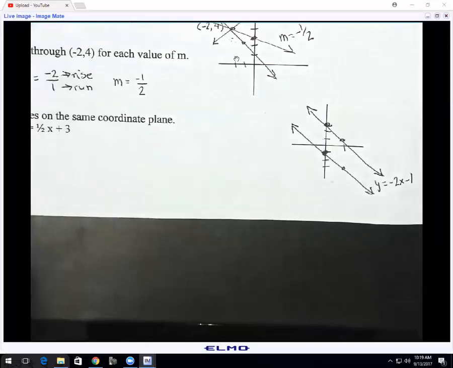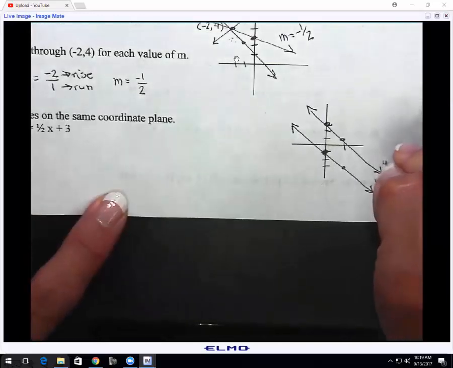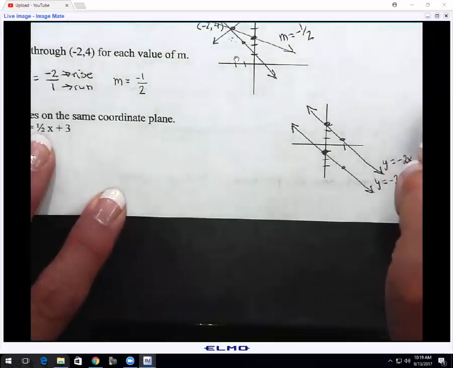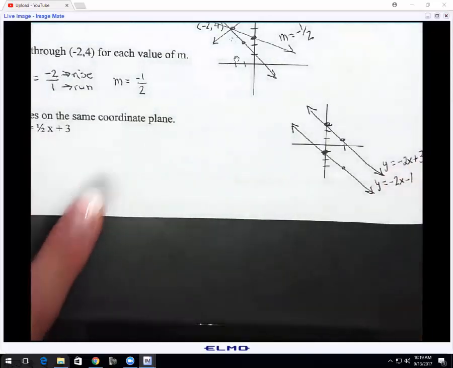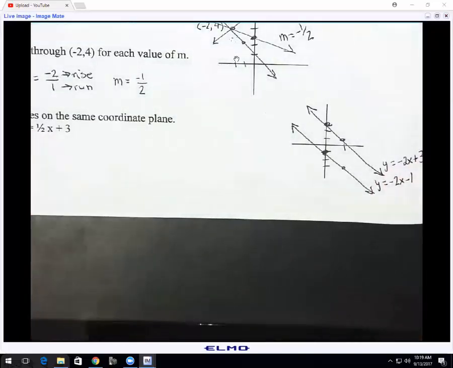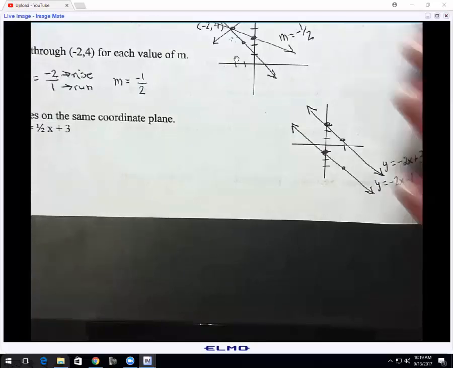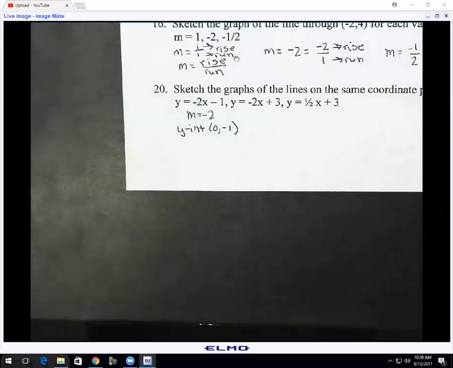What do you notice about the relationship between the 2 lines we just graphed? What word did you use to describe that relationship? They're parallel. Is there a way that I could have told that even without graphing? Because they have the same slope. They have the same slope, but they had different y-intercepts, so they were parallel.